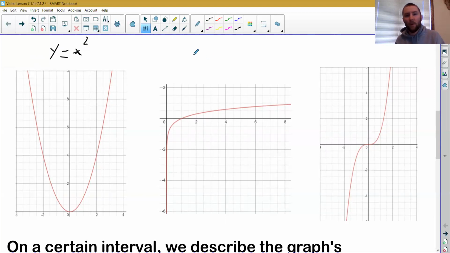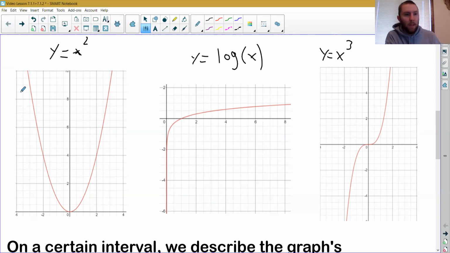x squared. We have the function y equals the log of x. And then here we have y equals x to the third. Okay, and what we're going to try to do is describe these functions as increasing or decreasing on certain intervals.